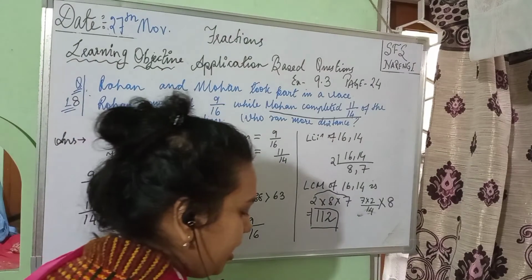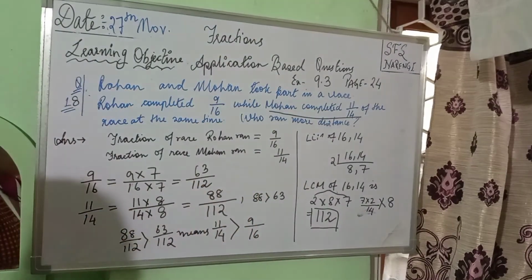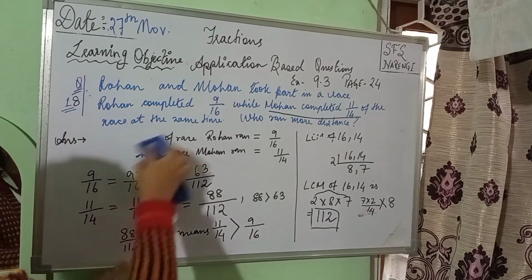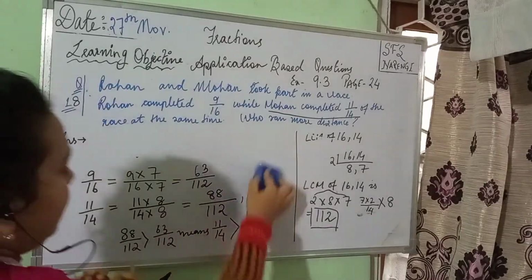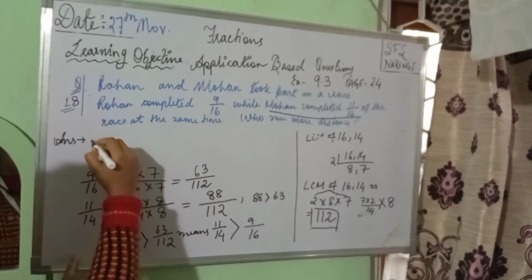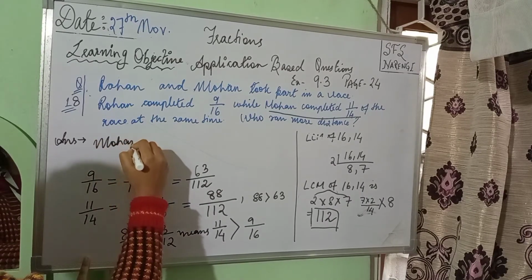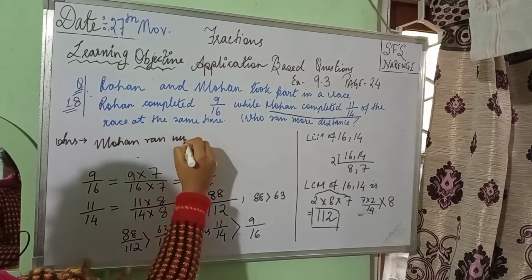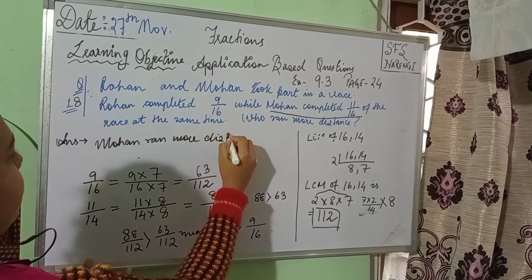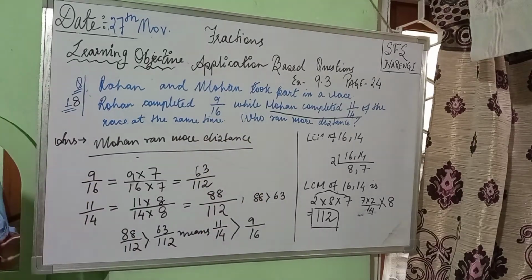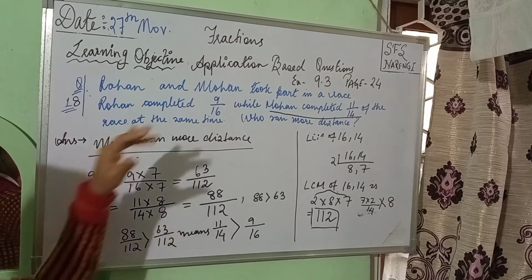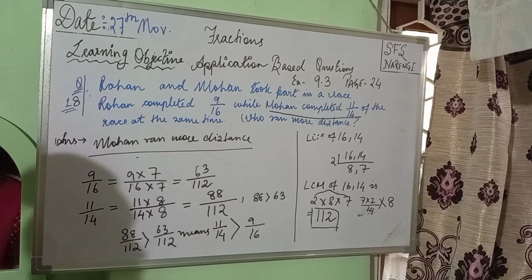So I can say, if I rub the first part off, what can I say? I can say that Mohan ran more distance. Alright, Mohan ran more distance. Please check this question out, children. If you have any problem, let me know.